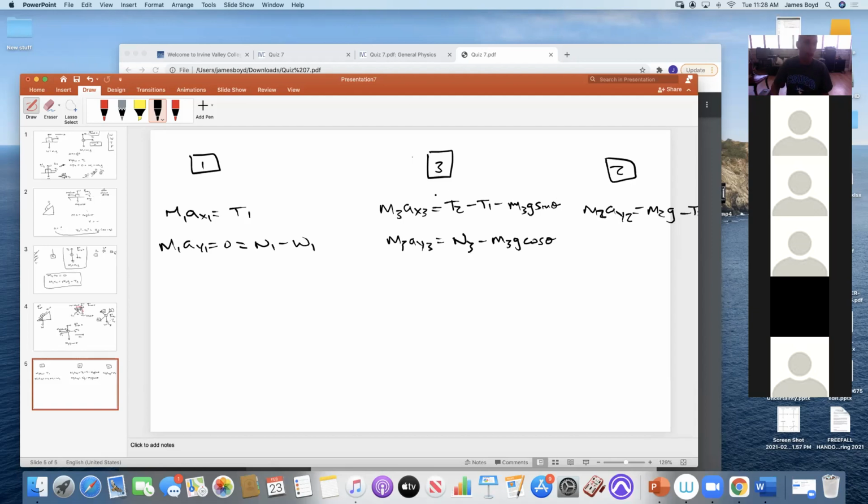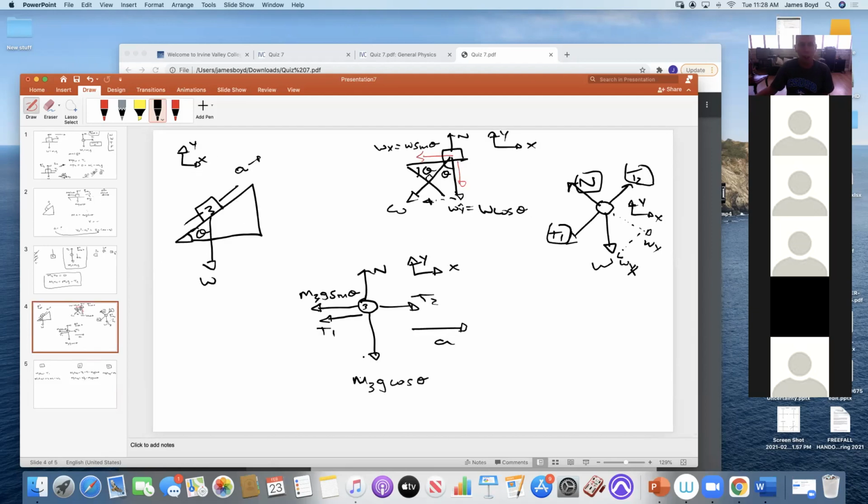Okay, so that's what these all are, I guess I didn't write these, sorry. So in the Y direction, A3Y, it can't leave this surface. It can't go up and down off this surface. But you get N3 minus M3G cos theta. And that'll be useful when we do friction a little bit. But right now, you can kind of just throw away that equation. A3X is, since A was chosen to the right to be positive, T2 minus T1 minus M3G sine theta.